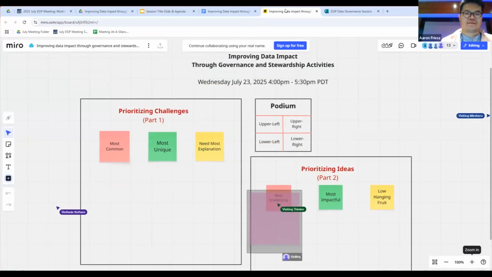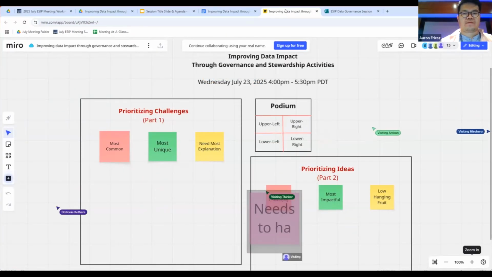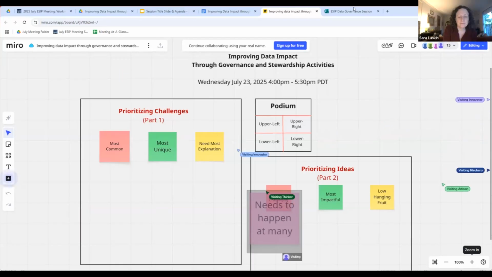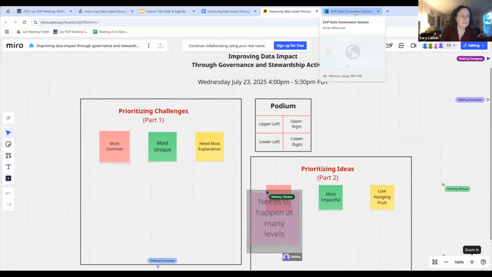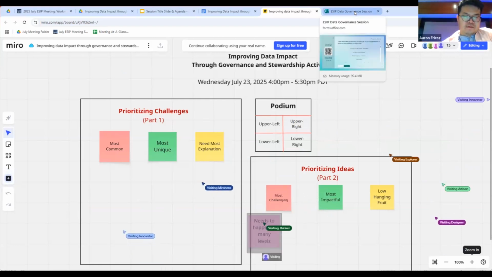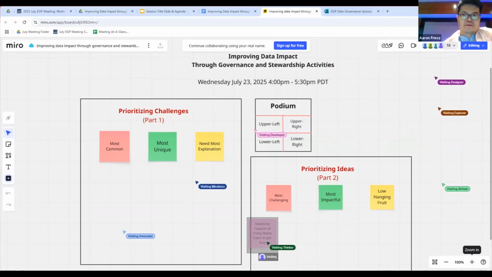For the challenging ones, we have the most common, the most unique, and the one that needs the most explanation. For that one, just say it is not common, in other words. For the ideas for things you can do, we have the most challenging one, the most impactful, and the low-hanging fruit.